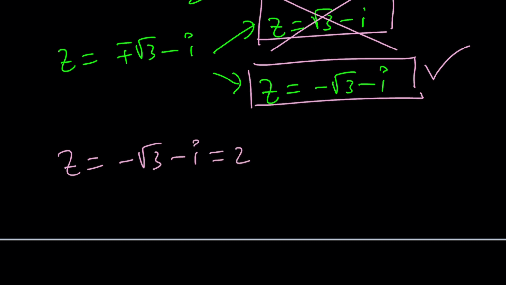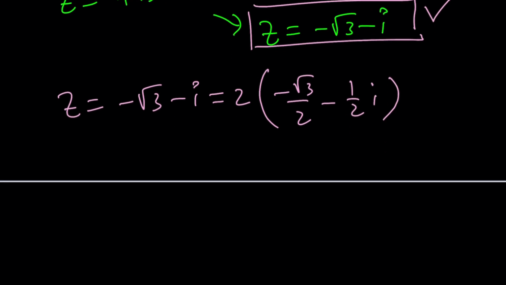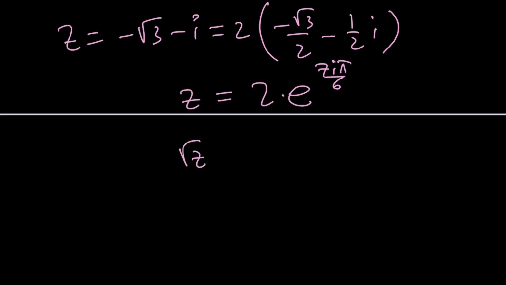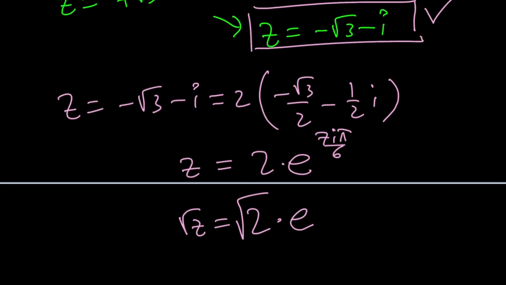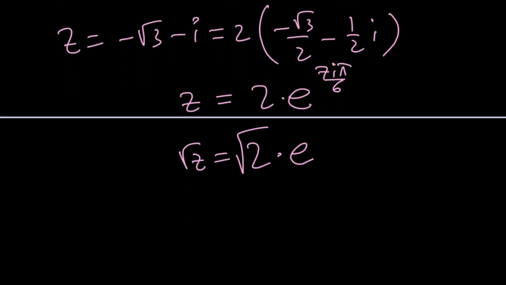And then you can write this as 2 times e to the power 7i pi over 6, okay? And then this is just z, right? What about the square root of z? Cut the angle in half. You're going to get square root of 2 multiplied by e to the power 7i pi over 12, right? So there are 2 options here. Let me show you what I mean by that.